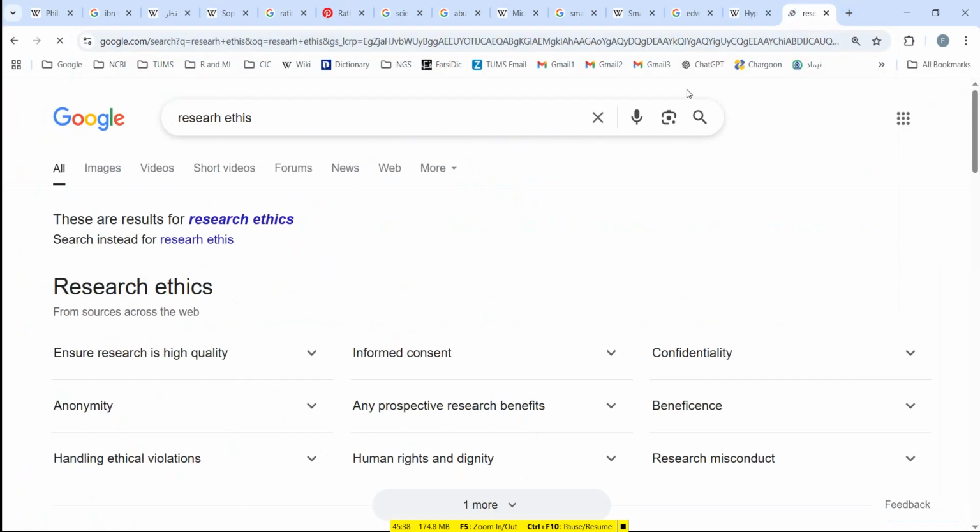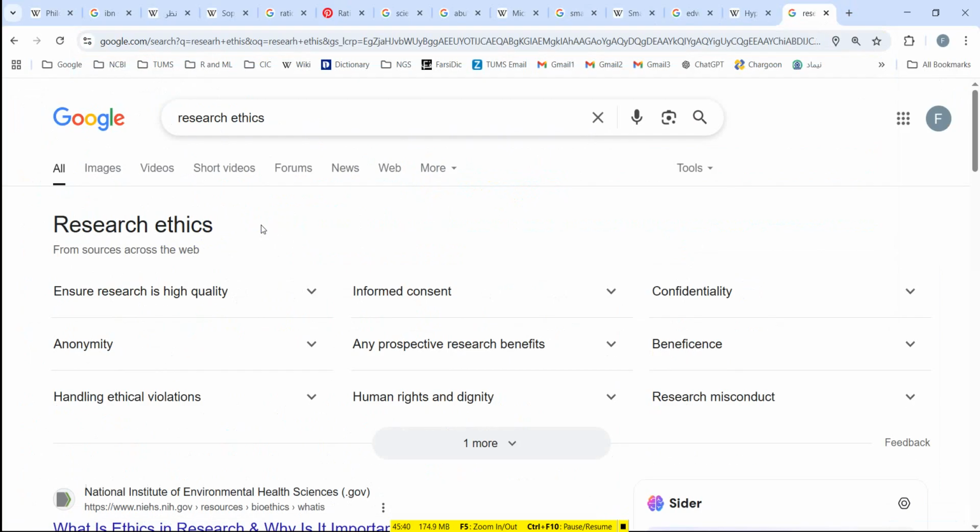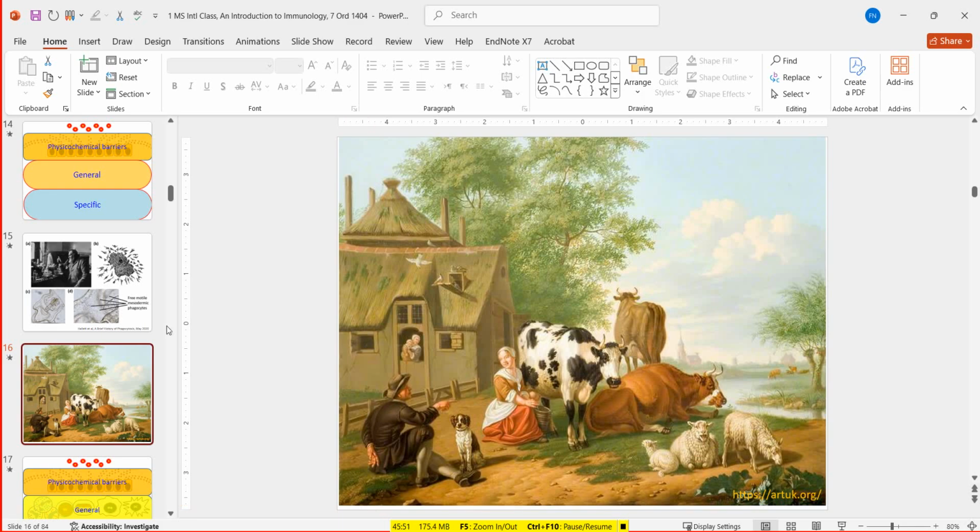Research ethics. One of the things that you have to follow in your research is that it has to be ethical. You cannot expose people to disease. And some people condemn Edward Jenner of exposing people to smallpox, but that was not what happened. I will tell you later if we have time what happened.